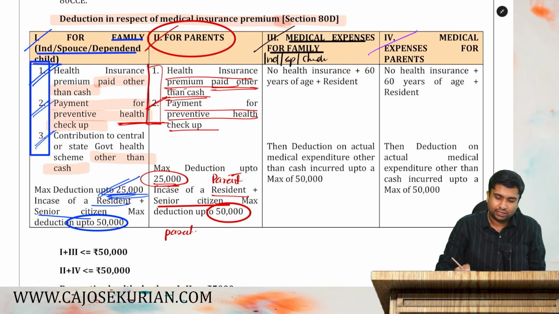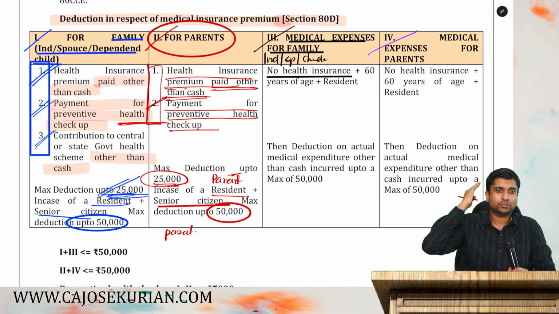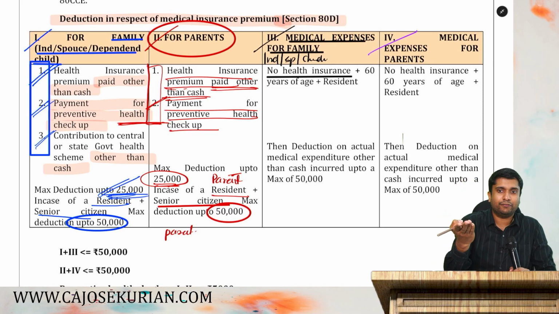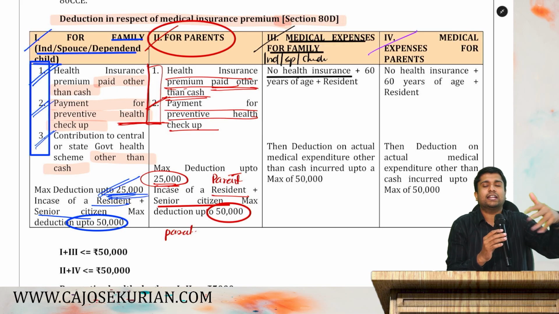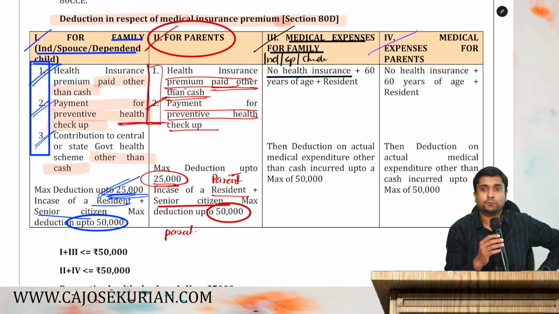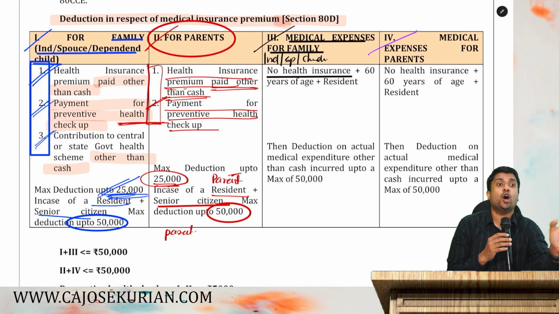What are the conditions? Number 1, there shouldn't be any health insurance. Why? If you have health insurance, the premium we have already given you as a deduction. The insurance company may cover everything, may not cover everything. That is your problem. But we are saying if you have a health insurance, you will not get the actual medical expenditure as a deduction, whether your insurance company covers that expenditure or not.